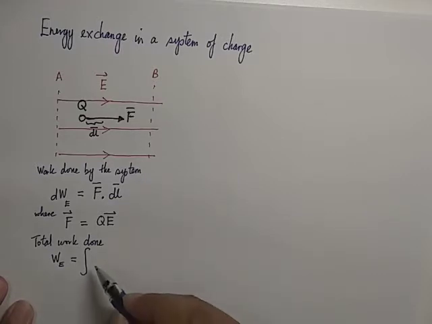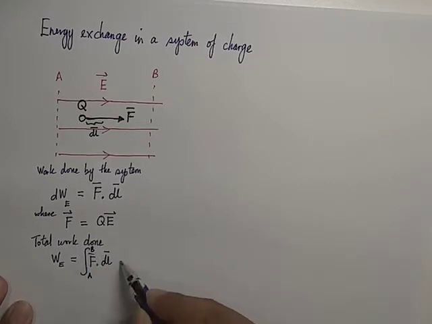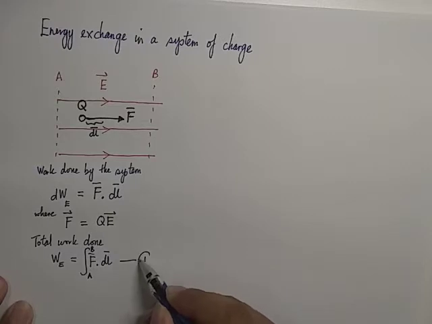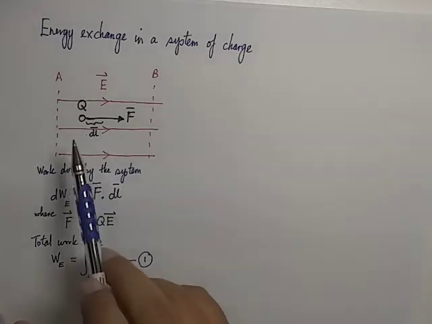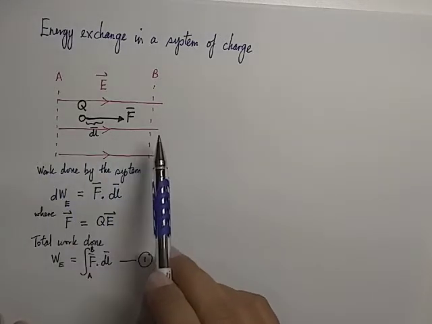So I'm going to integrate because we know that is the case. It should be F dot dl. From which point to which point is our limit of integration? Yes, from point A to point B. So let's say this is our equation number 1. Equation number 1 is the total work done by the system when the point charge is moving from A to B.